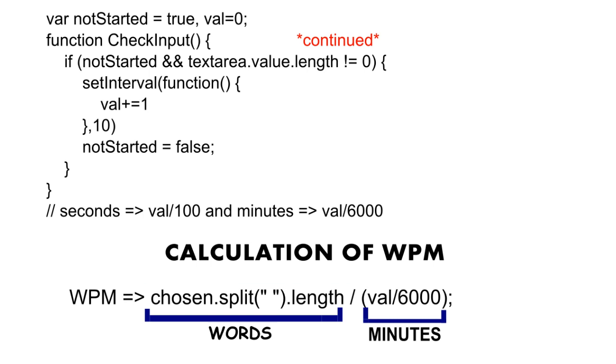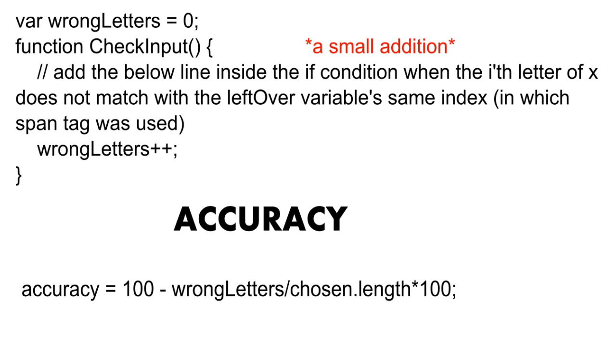Now we can just simply find the number of words using the split function and divide it by time accordingly to find words per minute. Now, for accuracy, you just have to find those characters in the leftover variable that we just talked about which are wrongly matched with text area value, or simply the length of the text in red color or the span tag, and accordingly find its percentage considering the whole text.